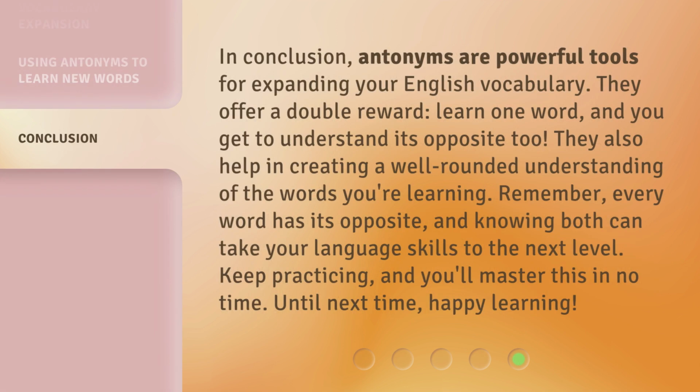In conclusion, antonyms are powerful tools for expanding your English vocabulary. They offer a double reward. Learn one word, and you get to understand its opposite too. They also help in creating a well-rounded understanding of the words you're learning. Remember, every word has its opposite, and knowing both can take your language skills to the next level.